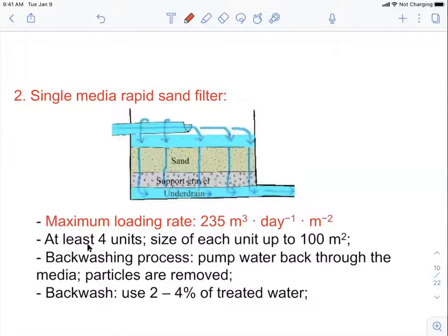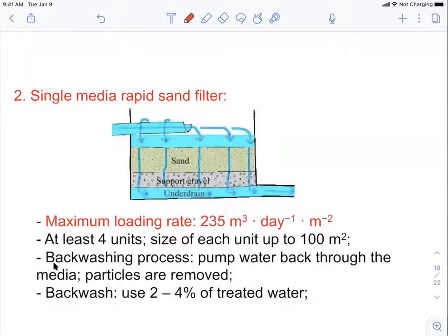Okay, so this would give you enough space of safety, right? You don't want all of them to be taken offline, because if that's the case, you cannot generate any purified water anymore, right? And each unit will have a surface area of up to 100 meters squared, okay? If you have a larger area, the issue is the water will not distribute uniformly, right? If you have a very large sand filter, then water might be just filtering from one side, not the other side. Okay, so that's why we also set up a maximum area for this sand filter.